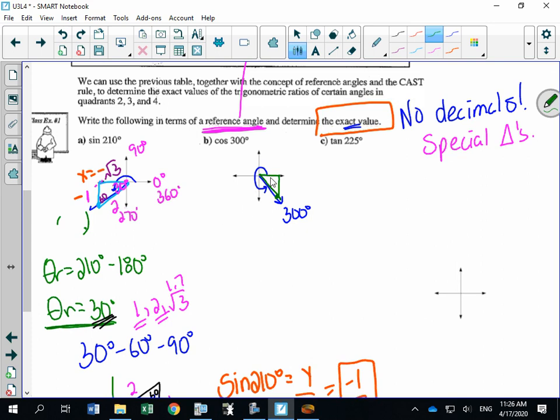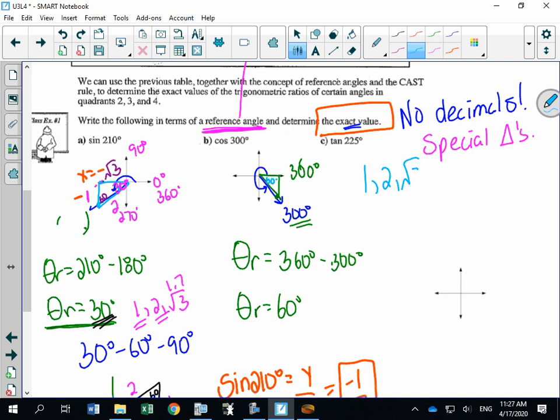With the acute triangle, you always calculate, well, what is that reference angle? If this is 300 degrees, one complete rotation is 360 degrees. So to figure out that reference angle, it's 360 degrees minus 300 degrees, and that reference angle would be 60 degrees. Now you have to put in your numbers 1, 2, root 3. So if my reference angle is 60 degrees, this guy would be 30 degrees, and across from the 30 degrees is the smallest number, which is 1.